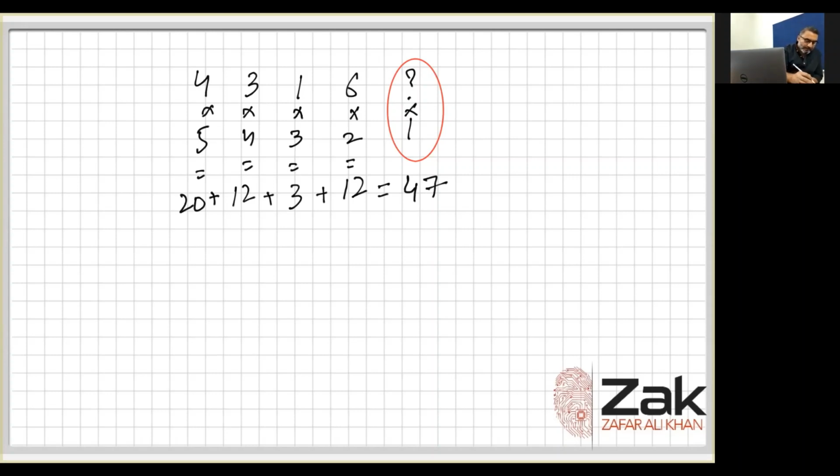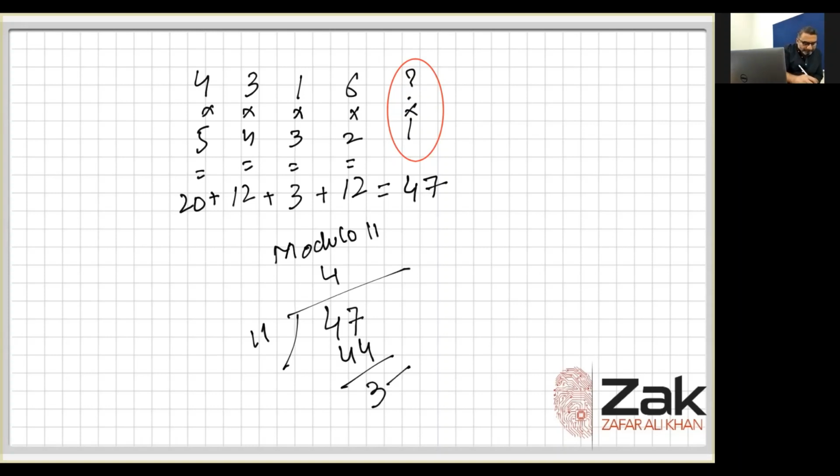Then because of modulo 11, we will be dividing this 47 by 11. Now the remainder is 3. This rule says that we subtract the remainder from 11. Let's do that.